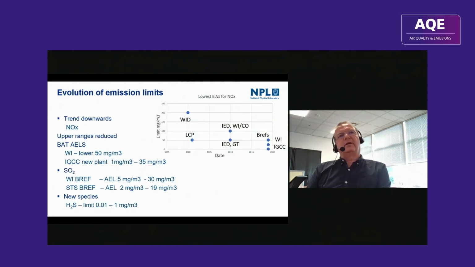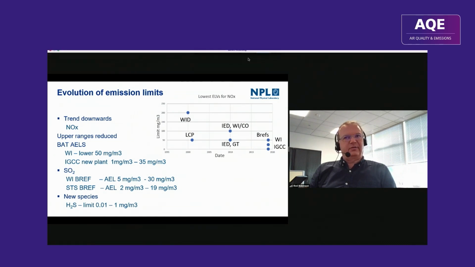So if we look at how, just as an example, the emission limits for NOx have evolved. Originally, with the original Waste Incineration Directive and Large Combustion Plant Directive, the limits were around 200 milligrams per meter cubed for WID and 50 for LCP. As the IED was implemented, some of the derogations for existing plant were removed, and so there was some lowering of some of the upper limits of the ranges. But it's only with the BREFs that we're really seeing a reduction in the upper ranges.